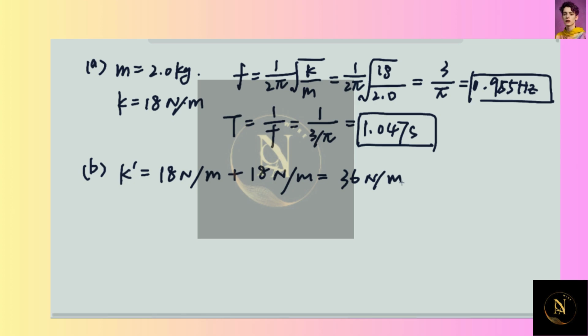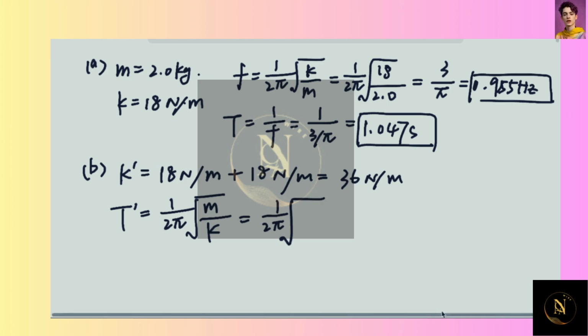So the new time period T prime is what you get when you plug in the new spring constant. So the equation is 1 over 2 pi. This time it's actually the square root of M over K, because we're calculating T. And you plug in all the known numbers we have in this equation. The M is still the same because the only thing we did was add another spring. So we still have the same mass, 2.0 kilograms over a new K prime.